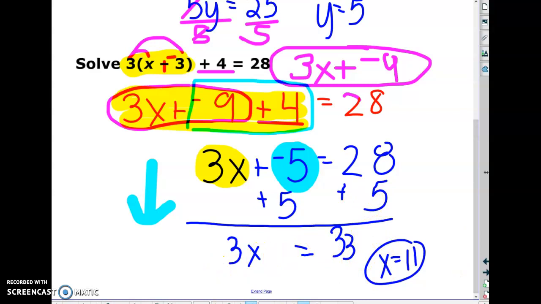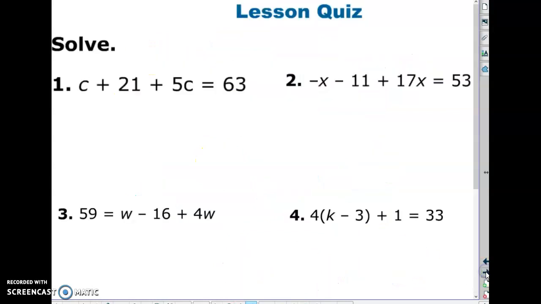Finally, to undo multiplying by 3, I'm going to divide both sides by 3. So 3x divided by 3 leaves me x. 33 divided by 3 is going to give me 11.